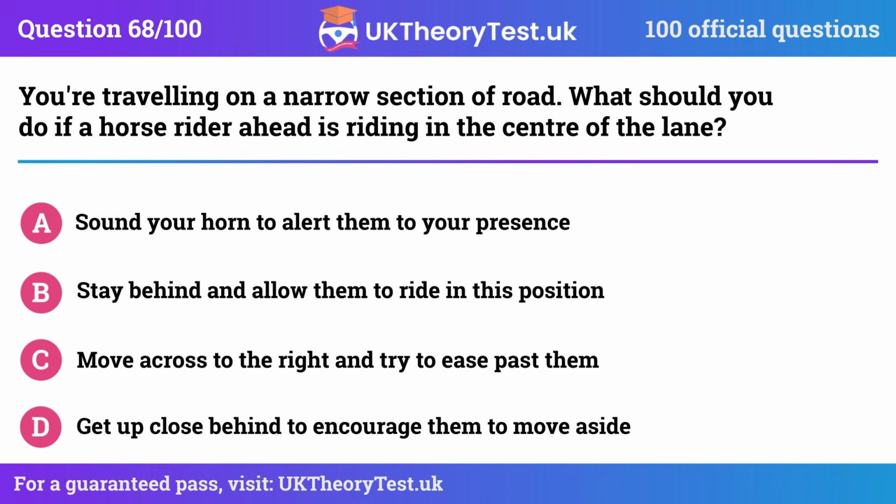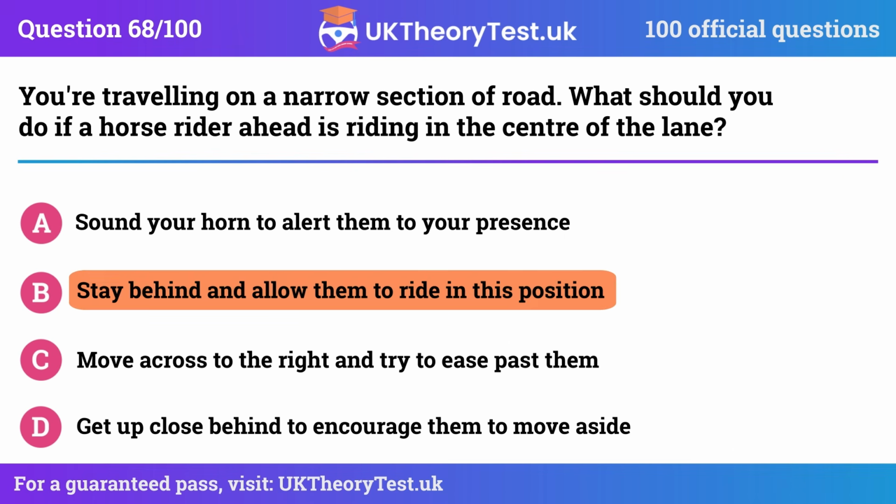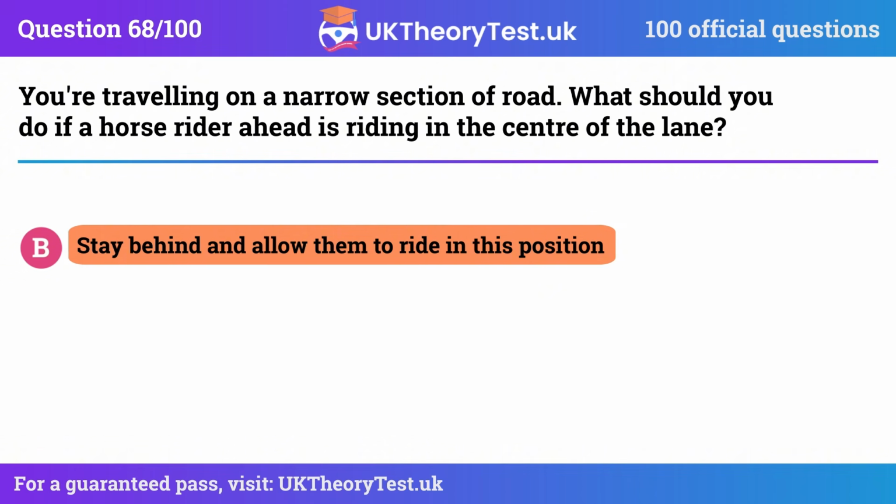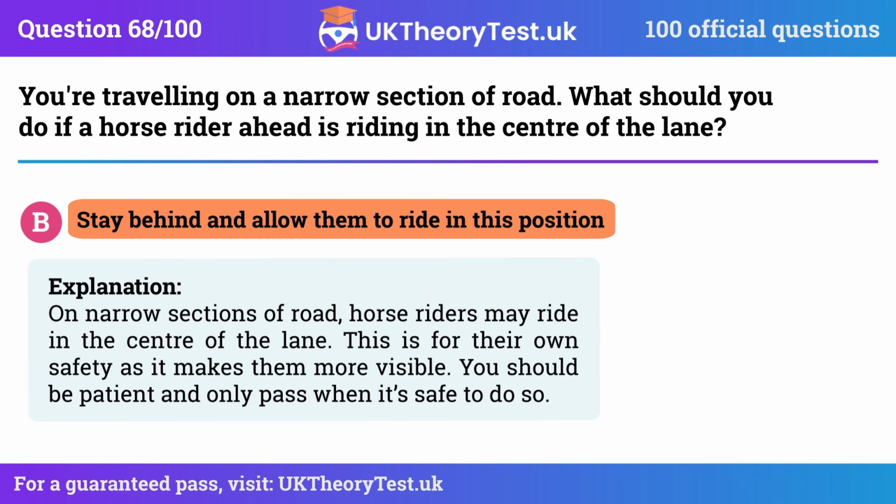The correct answer is B. Stay behind and allow them to ride in this position. Explanation. On narrow sections of road, horse riders may ride in the center of the lane. This is for their own safety as it makes them more visible. You should be patient and only pass when it's safe to do so.